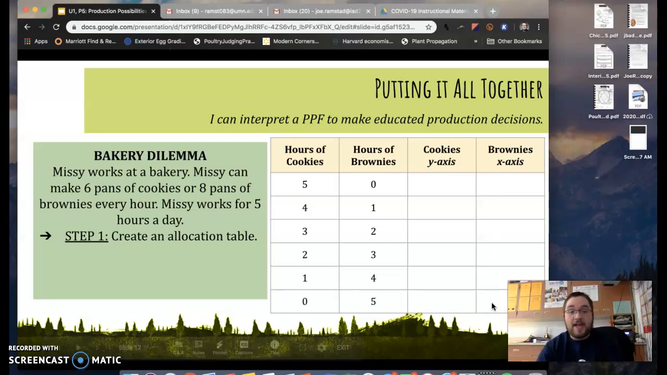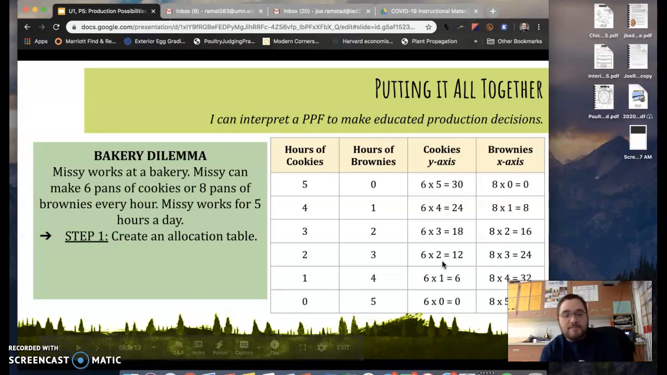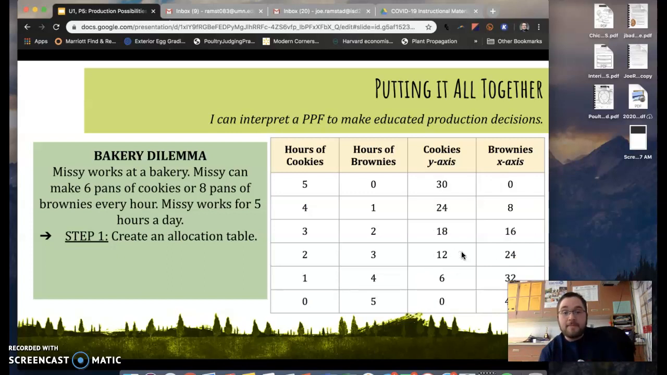And we're going to go ahead and do that the entire way down, okay? So hopefully you get some math similar to this. So 6 times 4, 6 times 3, 6 times 2, and so on and so forth. And this shows us all of the possibilities, okay? Then we're going to make a PPF graph using this data, okay?